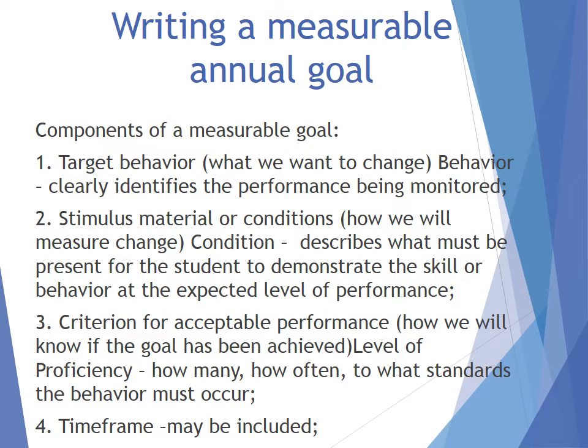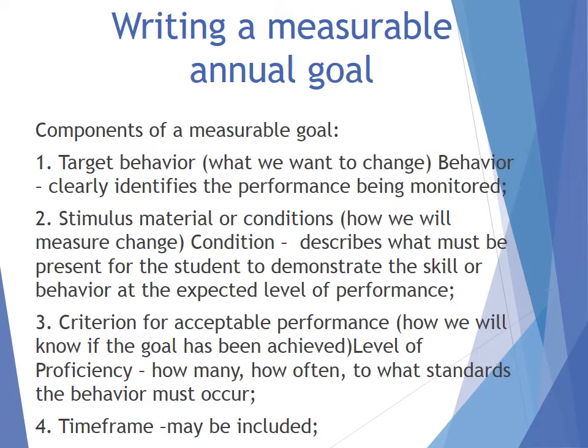Components of a measurable goal include, 1, a target behavior, what we want to change. The behavior clearly identifies the performance being monitored, such as Jeremy will read aloud. 2, the stimulus material or conditions, or how we're going to measure the change. A condition would be something that describes what must be present for the student to demonstrate the skill or behavior at the expected level of performance. When presented with a passage from a second grade curriculum would be an example.